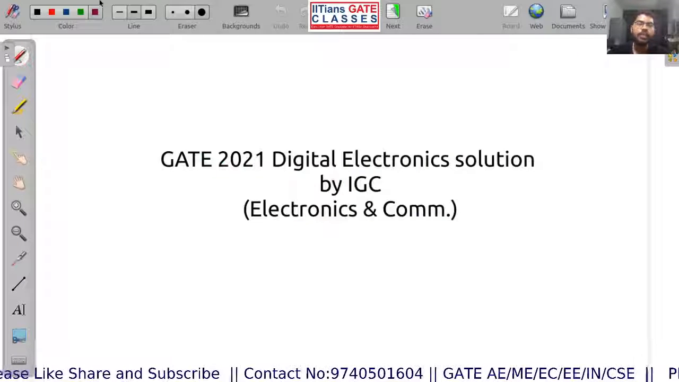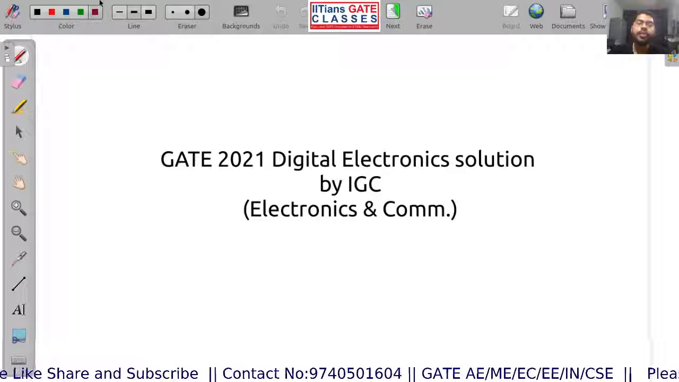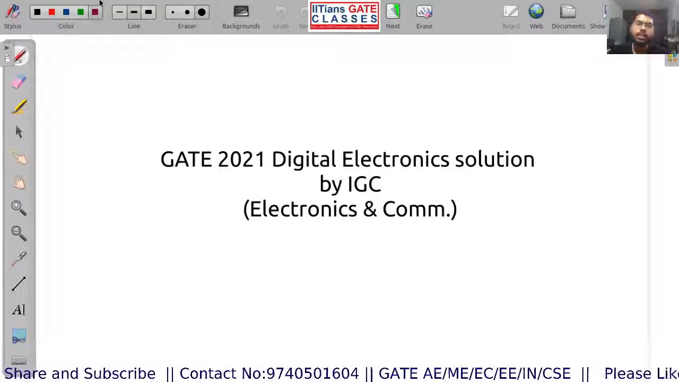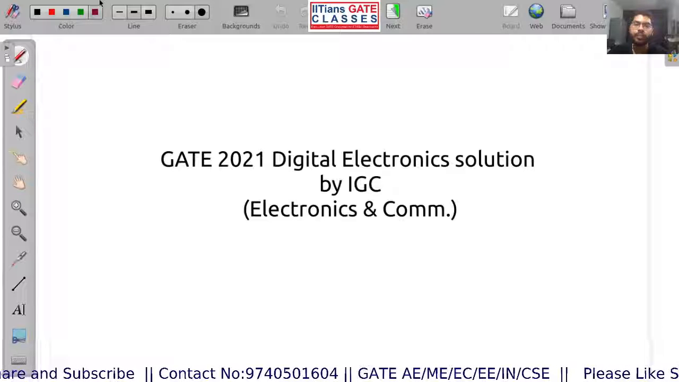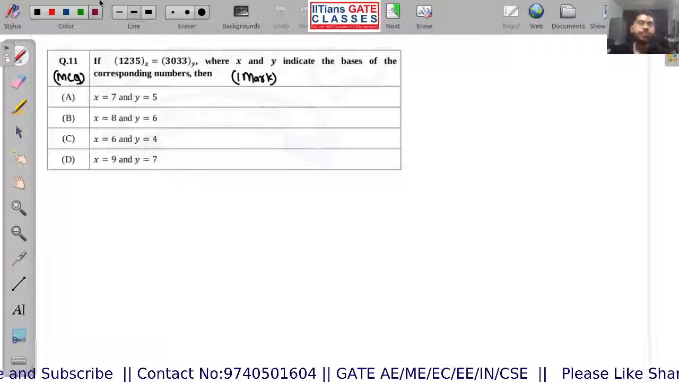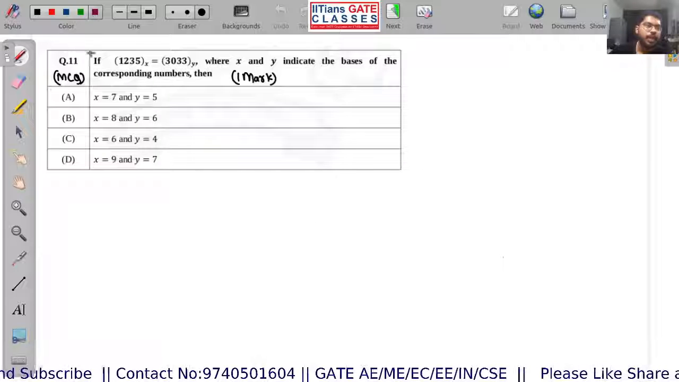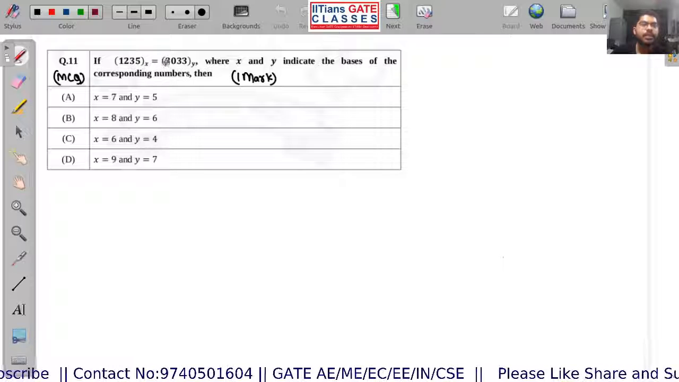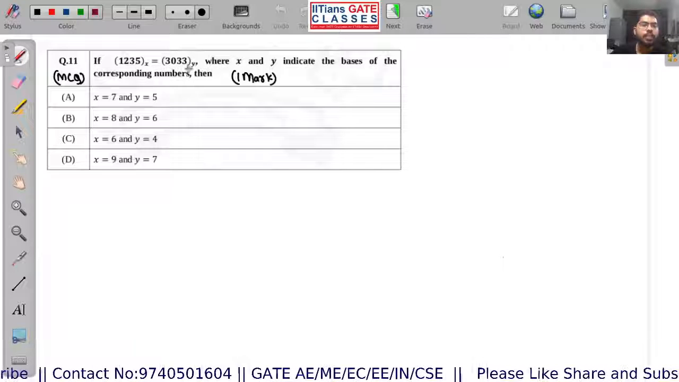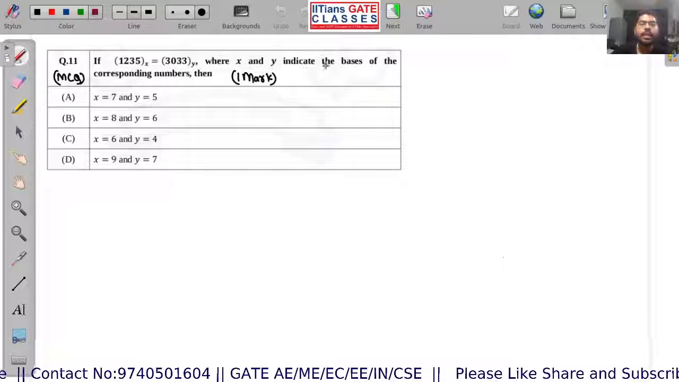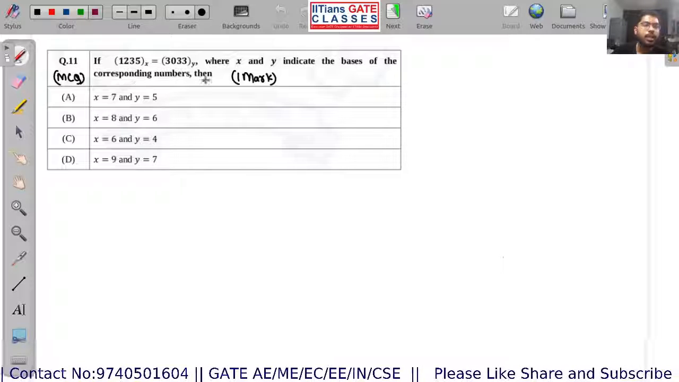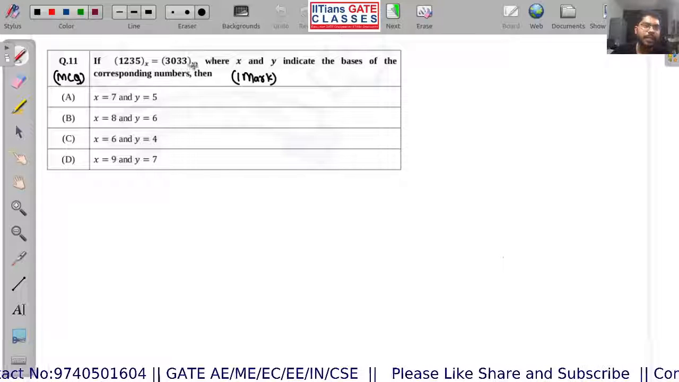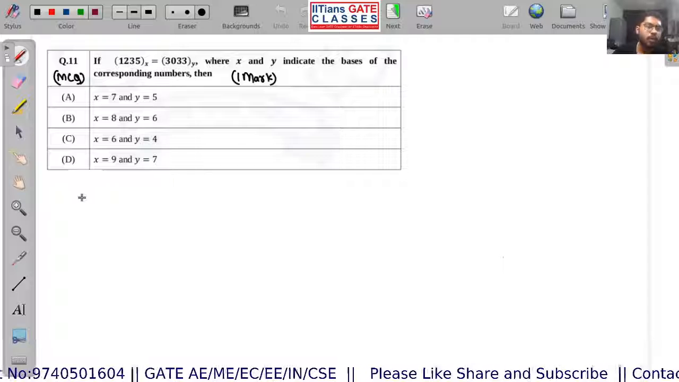So today's session we are going to see the GATE 2021 solution of digital electronics for the branch Electronics and Communication. So let us then begin the session. So the first question that we have here is, if 1235 in base x is equal to 3033 in base y, where x and y indicates the bases of the corresponding number, then you need to determine this base x and base y. So how are we going to solve?